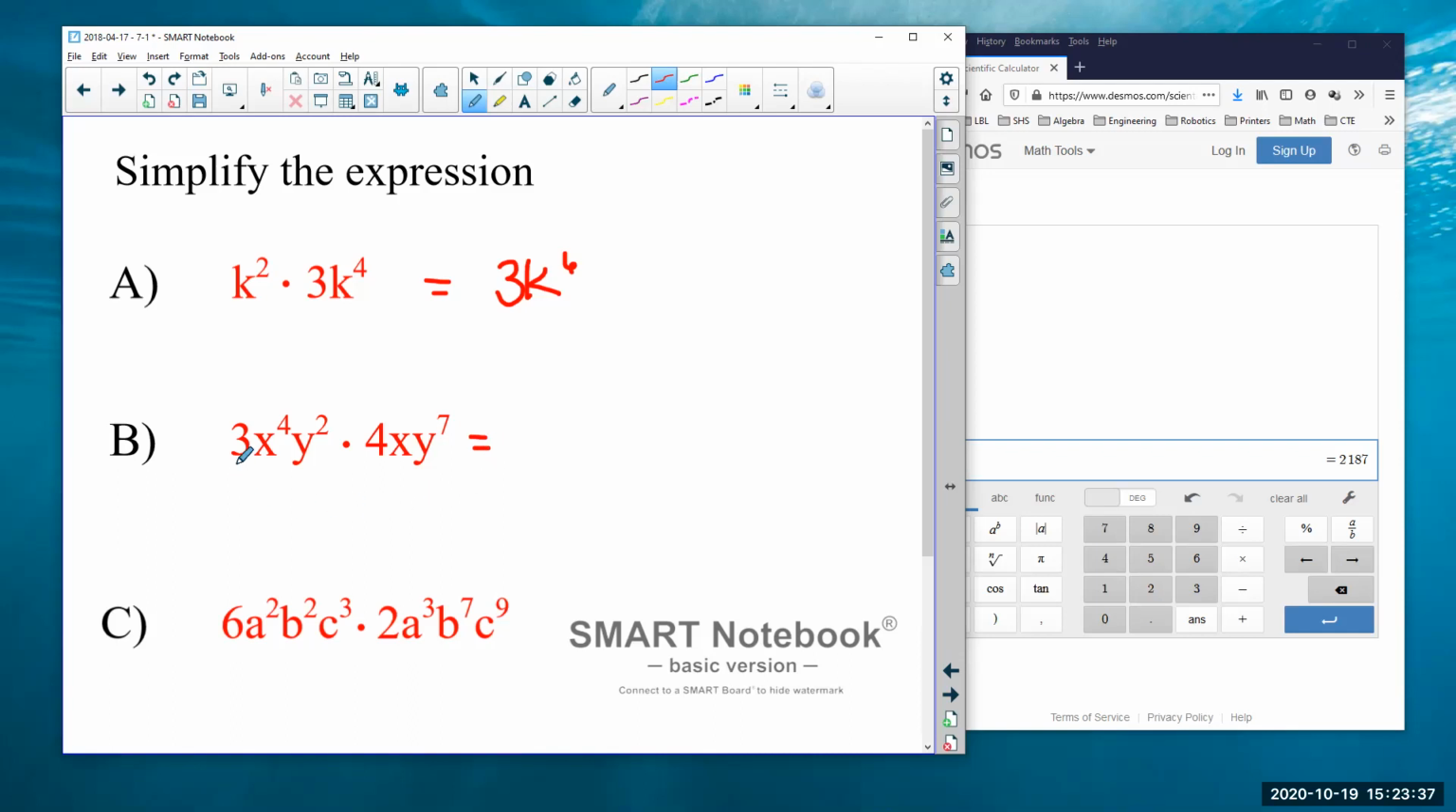In this second one, I'm going to multiply the numbers together. So I have 3 times 4 is 12. And then I have x to the 4th times x to the 1st. So that's going to be x to the 4 plus 1, a total of x to the 5th power. And then the last part, I have y squared and y to the 7th. So add those together. That's going to give me y to the 9th power.